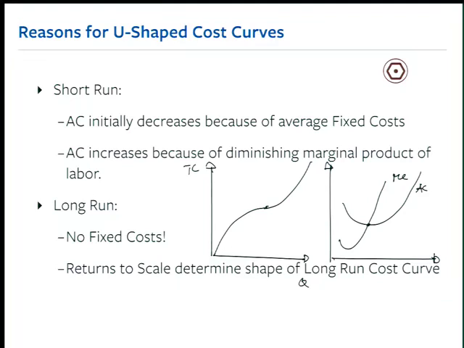but the reason that the long-run total cost curve may be looking like this has nothing to do with diminishing marginal product of one input directly, and since there are no fixed costs, it has nothing to do with the fact that you're spreading fixed costs over more and more units. The only thing that drives the shape of the long-run total cost curve is going to be returns to scale.